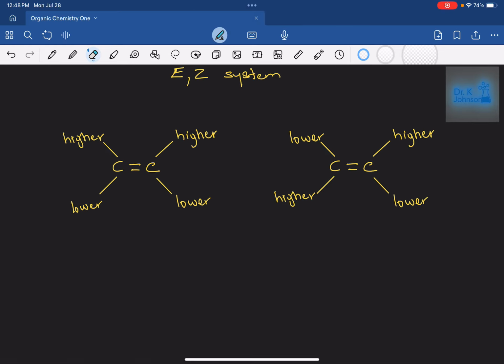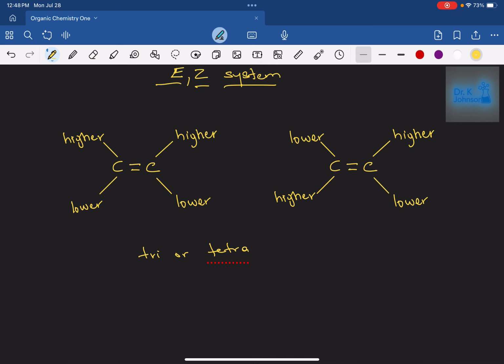Let's talk about the E/Z system. Now, for your alkenes that are tri- or tetra-substituted, you have to use E and Z. You can't use cis or trans. In order for you to assign E/Z, you have to remember the same rules that you use to assign R and S to your enantiomers, diastereomers, etc.